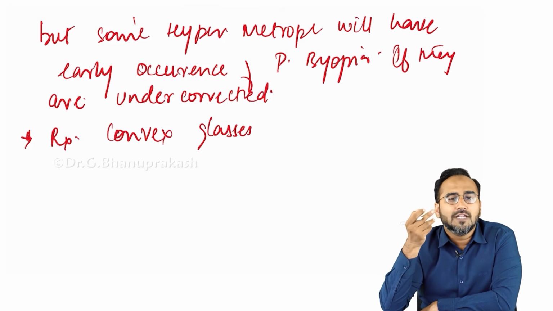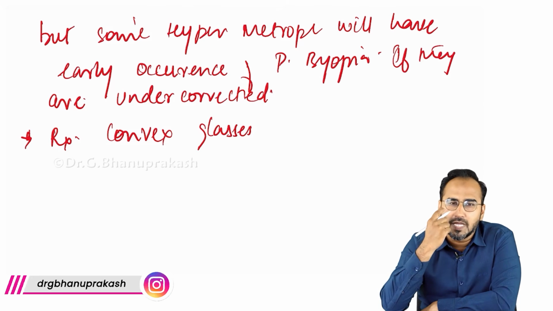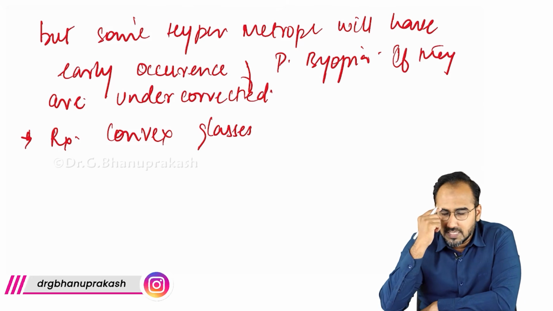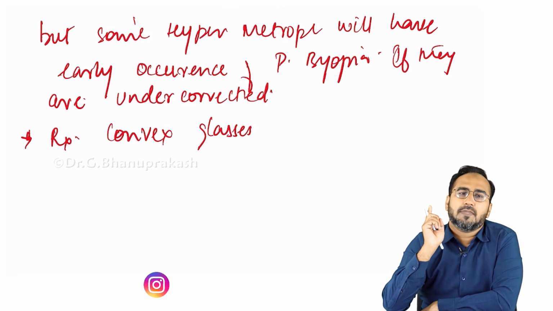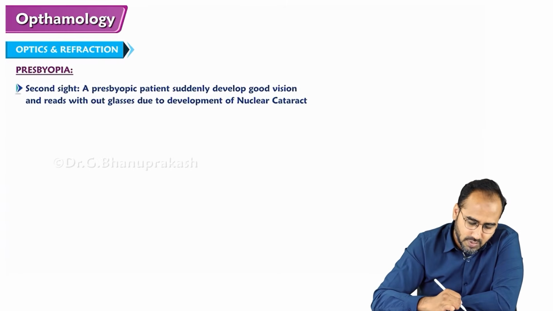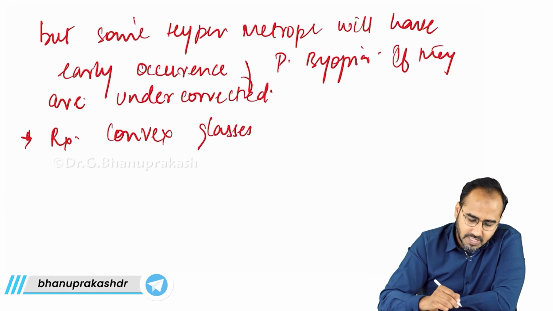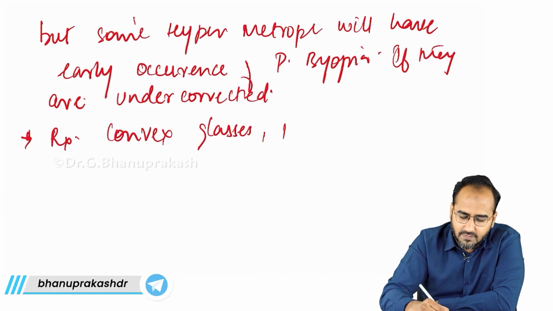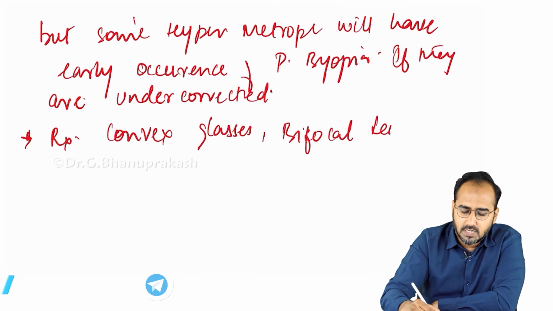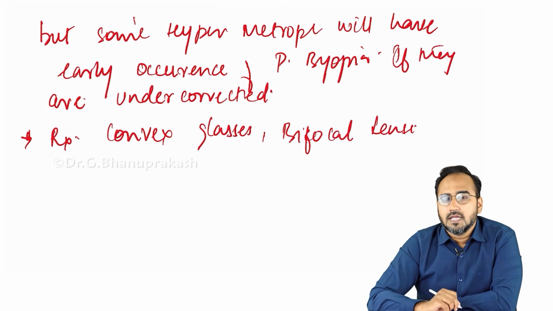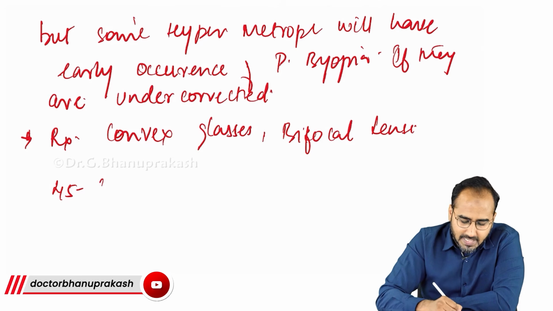No. I will use a bifocal lens. You might have seen in your parents' glasses, there will be a flat part and there will be a curved part. That is called a bifocal lens. So treatment is by convex glasses, or you can give bifocal lenses.